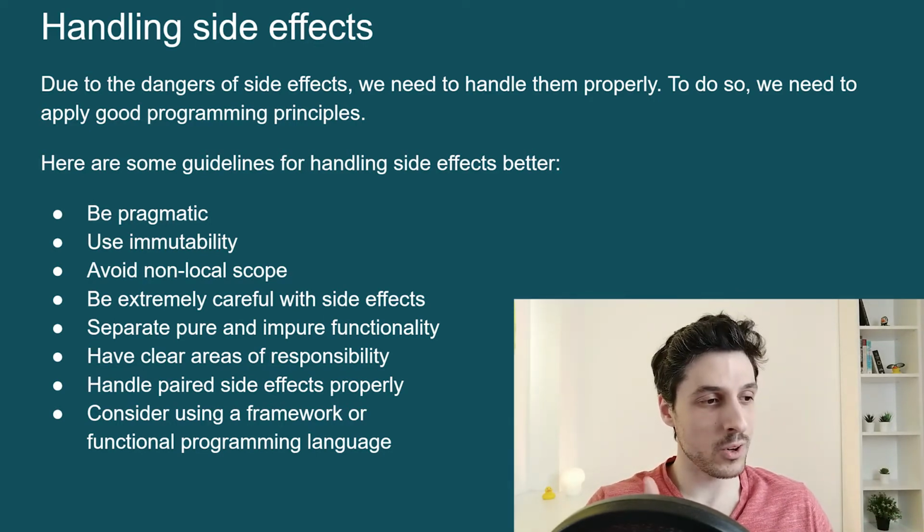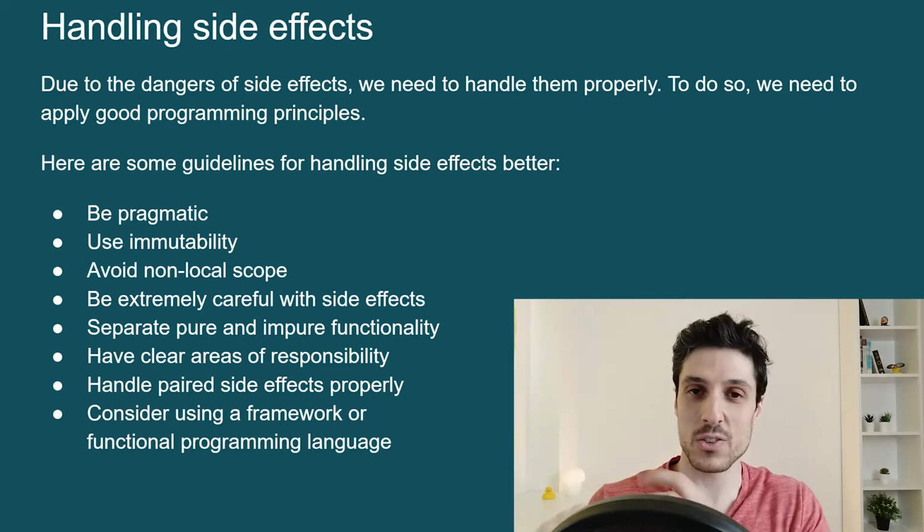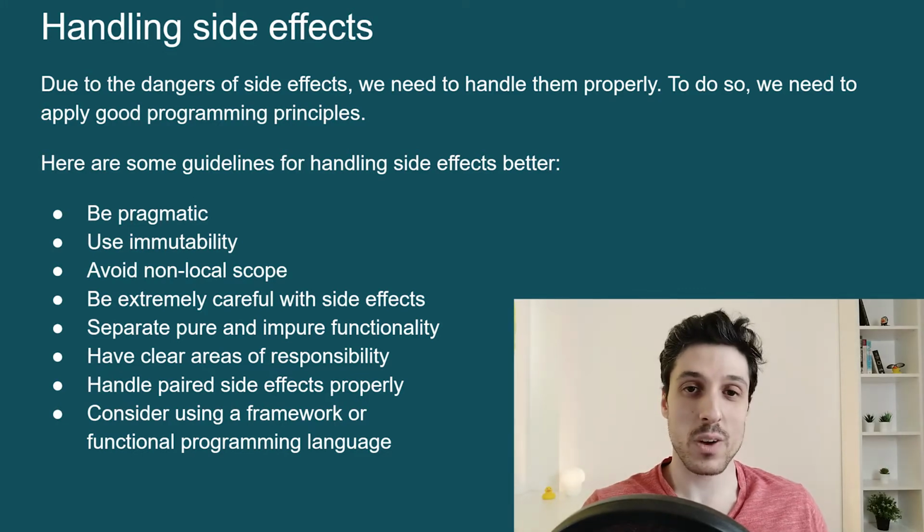Separate pure and impure functionality, have clear areas of responsibility in your code, handle side effects that come in pairs properly and effectively, and finally consider using a framework or a functional programming language to delegate some of those side effects too. So that's quite a lot of points, so let's look at each one in detail.